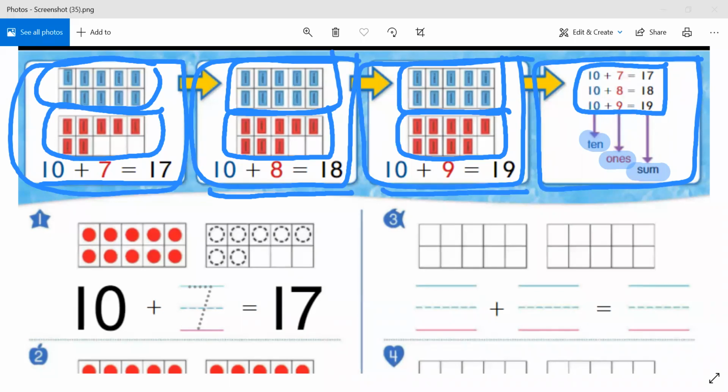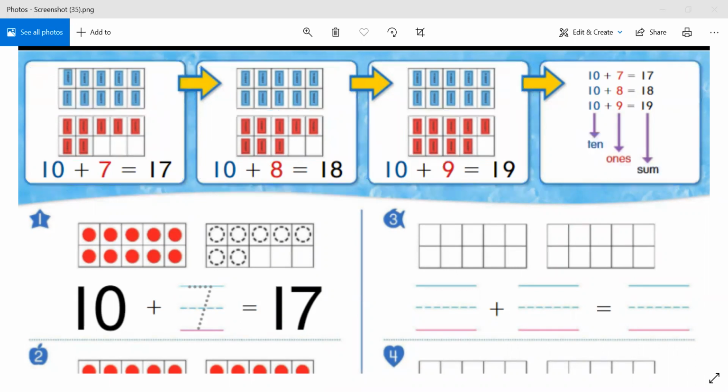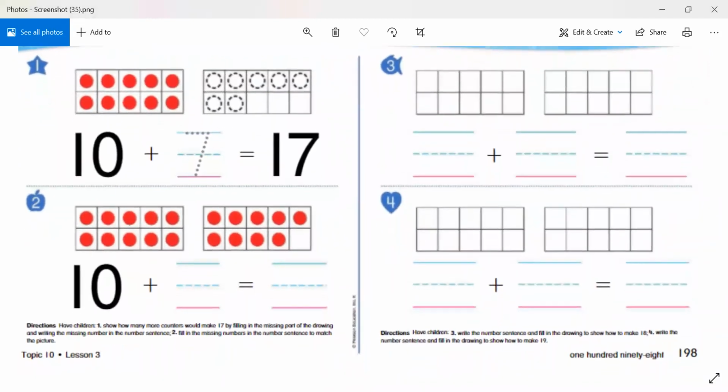Okay, you see the equal sign there? It's called the sum. All right, let's look at problem number 1. Lift our paper up. We're right here.